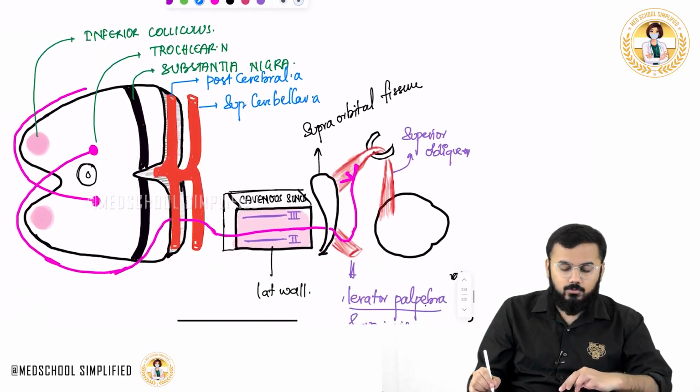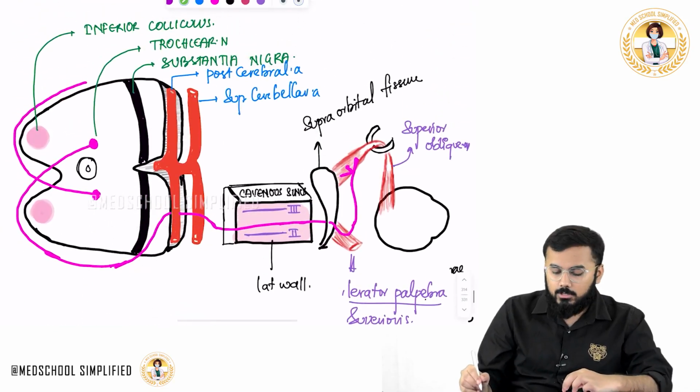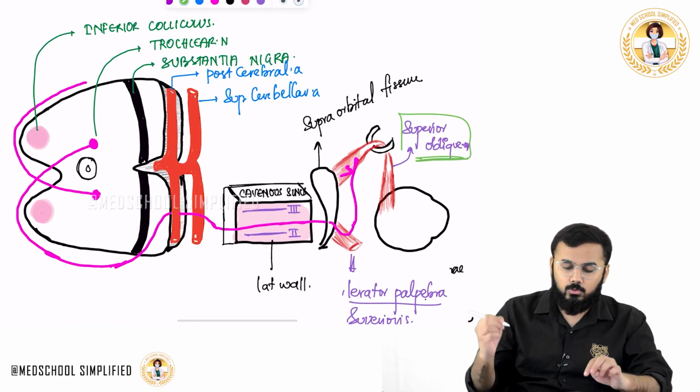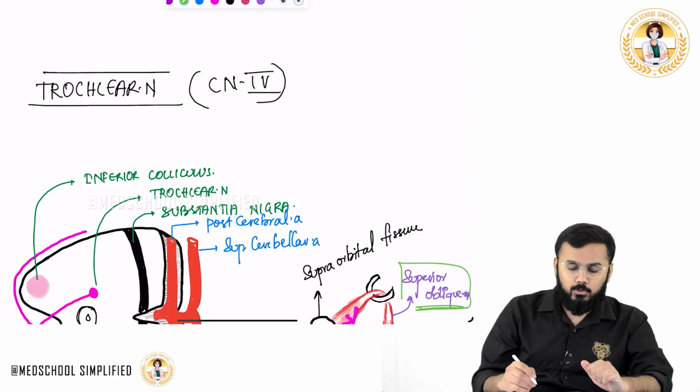So our topic is the fourth pair of cranial nerve, that is your superior oblique. It gives only one innervation, to your superior oblique. So this is all you need to know regarding the fourth pair of cranial nerve, guys.